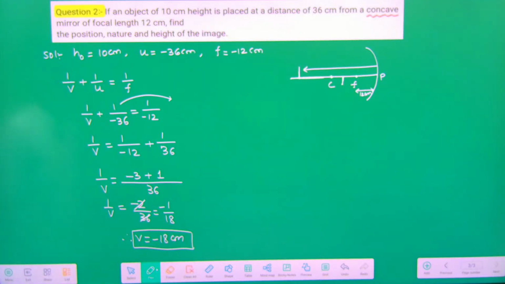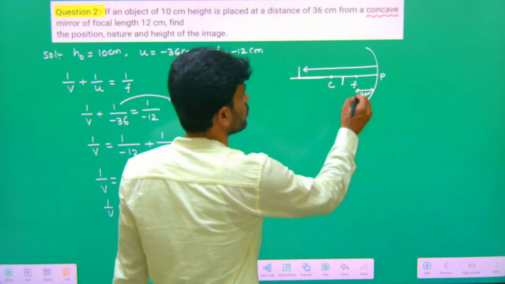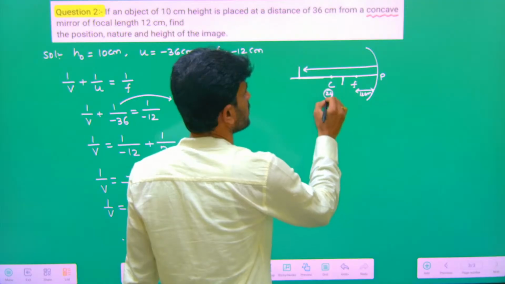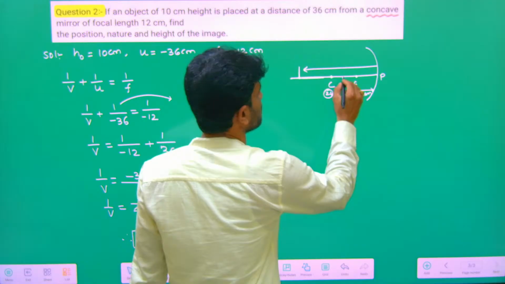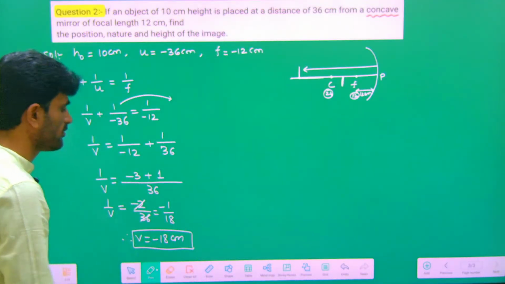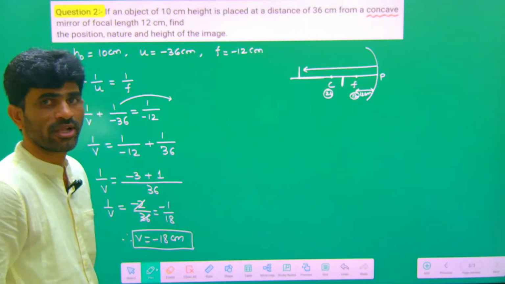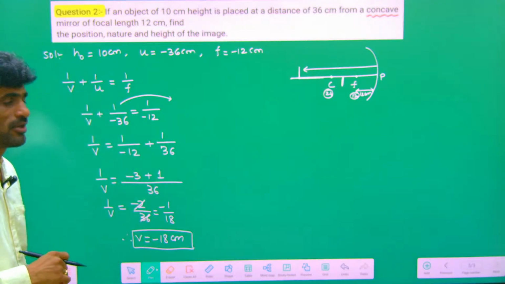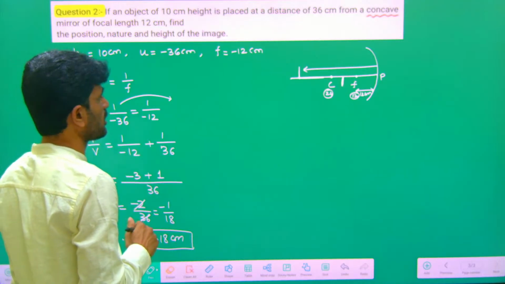Did you understand how to do it? See, it is matching our analysis. See, 12 centimeters is F, and up to here it is 24 centimeters. We got 18 centimeters. Means what? Exactly between C and F. And you got negative. That means what? You got a real and inverted image. So according to our ray diagram, you got the result also. Your answer is correct. You can verify like that whether your answer is correct or not.